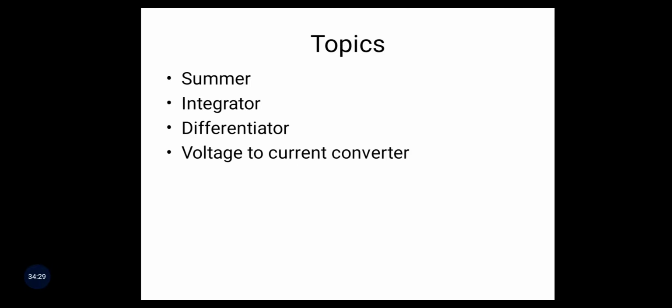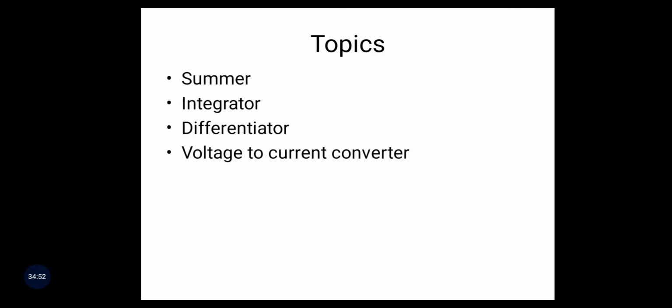Next we discussed the voltage to current converter. What is a voltage to current converter? Here the input voltage is converted to current. In the output we get the current when we apply the voltage at the input.